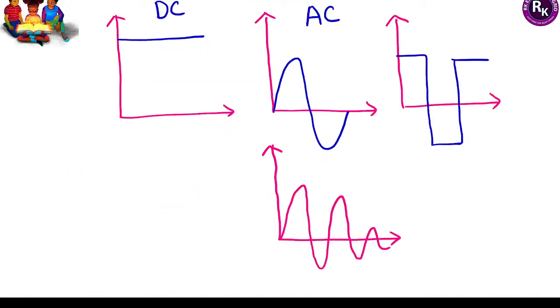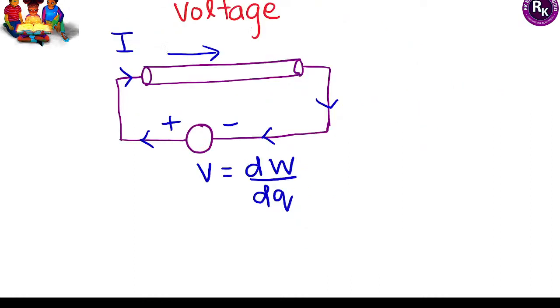One is DC current and another one is AC current. DC current is always constant with respect to time. AC current is varying with respect to time, like sinusoidal, square, or any other waveform which has positive and negative signs, and is simply called alternating current.